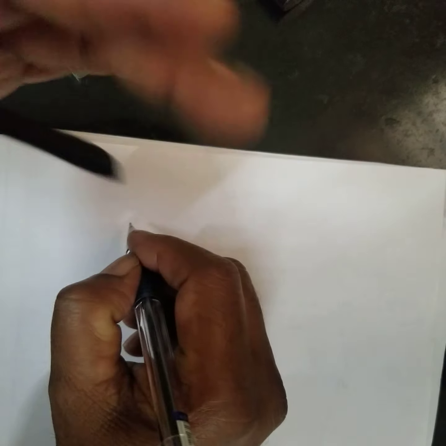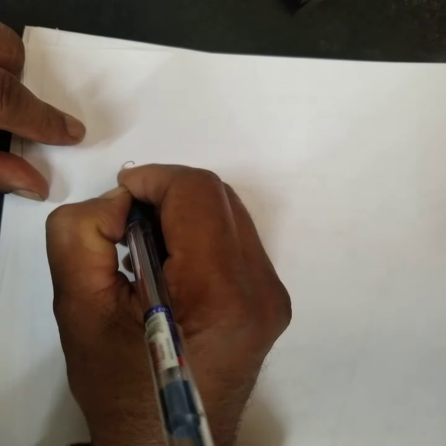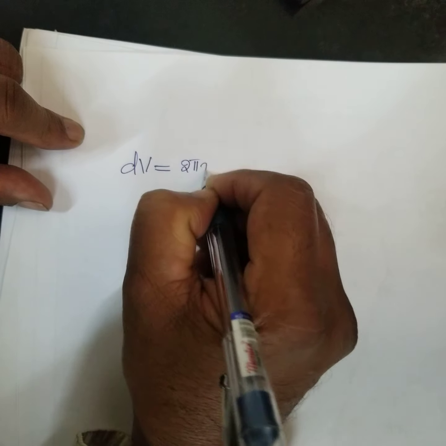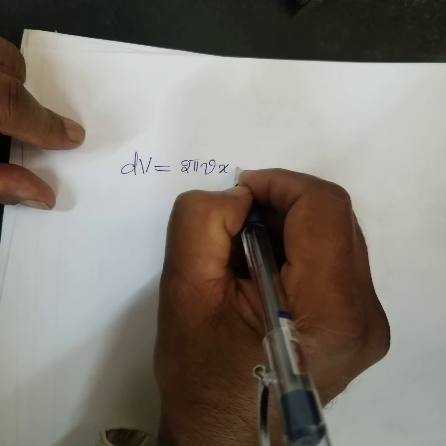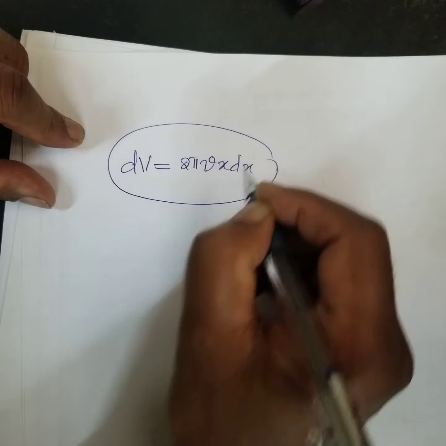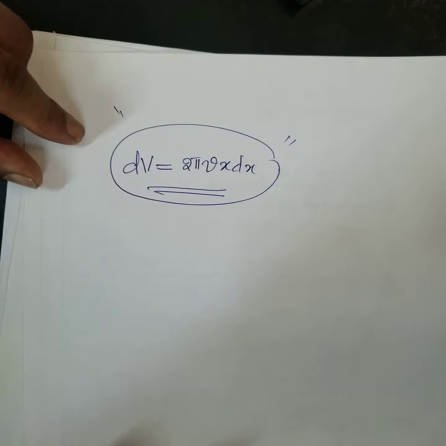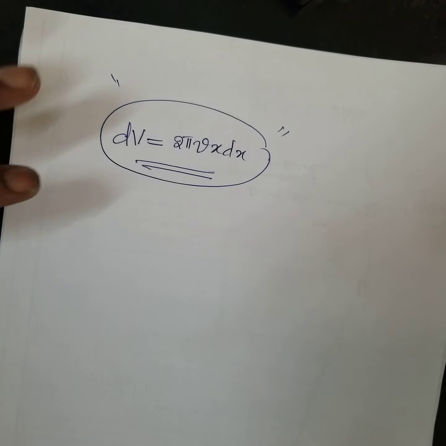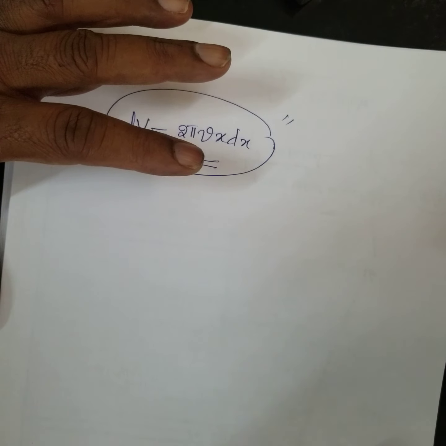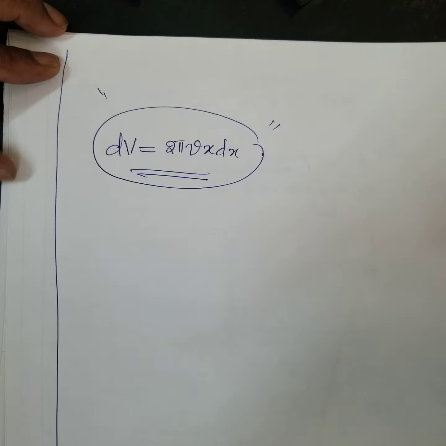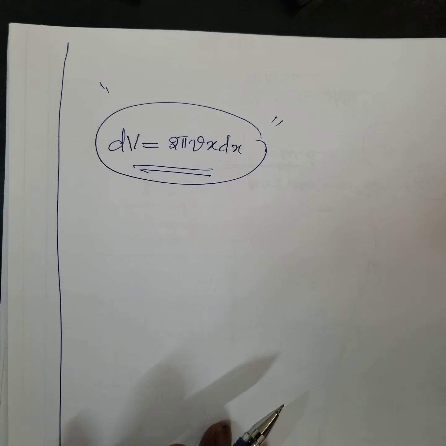That means if I write dV, what is dV? dV is equal to 2 pi V x dx. This I am going to use in the appropriate place. That time you will understand, right? See, still I have not started the derivation. Okay. If you know these fundamentals, these are the prerequisites to do the derivation.